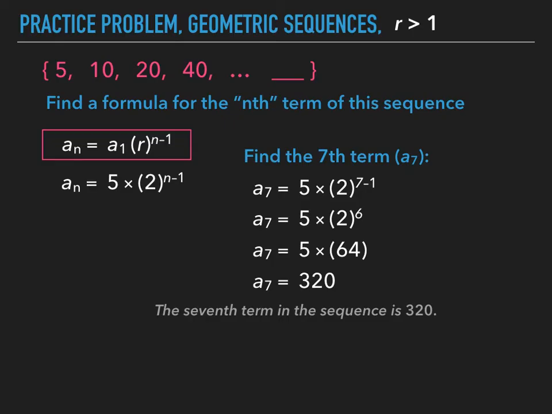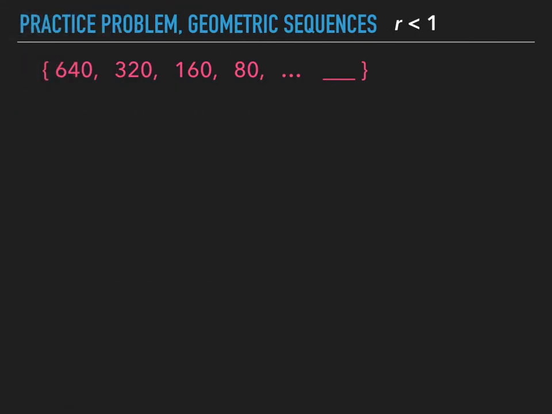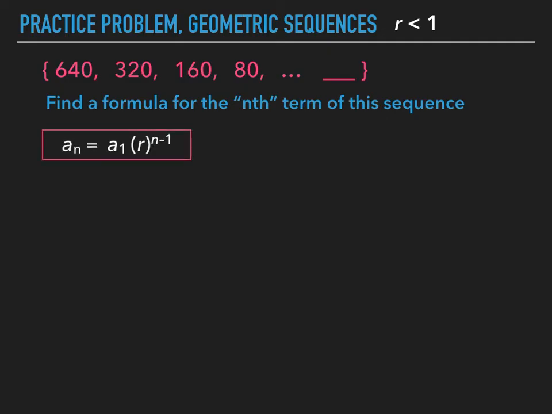So we'll do one more example, but this time as we read from left to right, the numbers are getting smaller. Often we like to think about that as dividing by a number, but with the case of geometric sequences, it's important to note we are still multiplying by a number. We are just multiplying by a number less than 1. So to find a formula for the nth term of this sequence using the general formula, we're going to recognize that our a sub 1 is 640. And the number I'm multiplying each term by is a half.